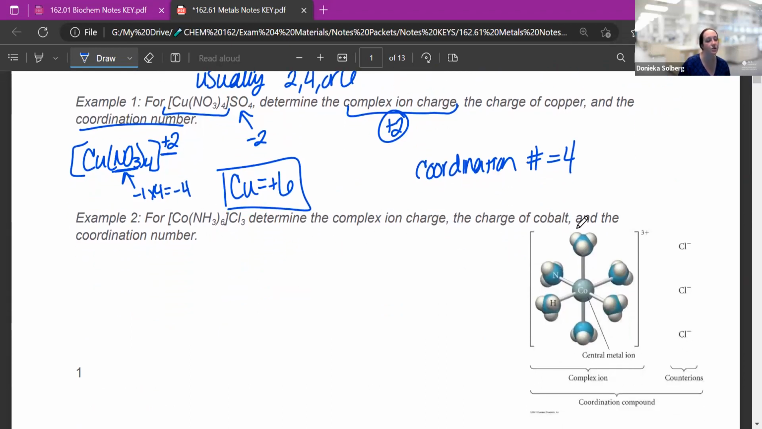to determine the complex ion charge, the charge of cobalt, and the coordination number. I would pause it right now.